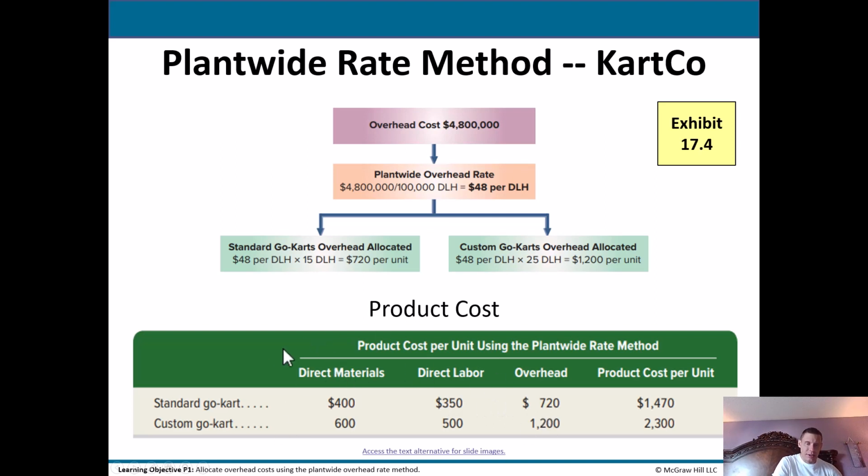Let me just say real quick that whenever you're looking at activity-based costing, don't misunderstand it and think that we're also talking about materials and labor. We're only talking about overhead. Materials and labor, you're going to do like you've done in any other scenario. So materials and labor here, obviously these numbers were just given to you, and you can see where they added in the 720 from up there, the 1,200 from up there. And then they've come up with their product costs per unit. Obviously not what they're selling it for. They would obviously add a margin onto that to make some money. But that represents their costs based on the plant-wide rate.